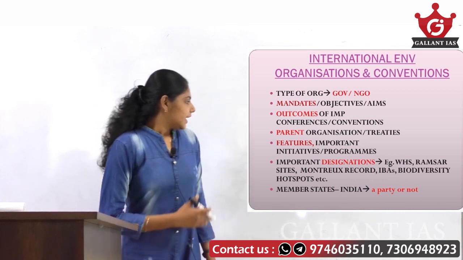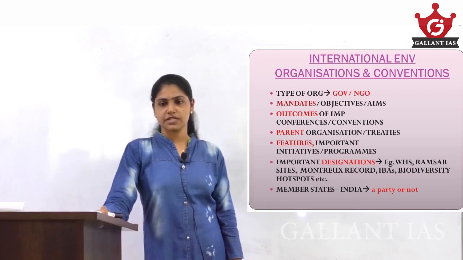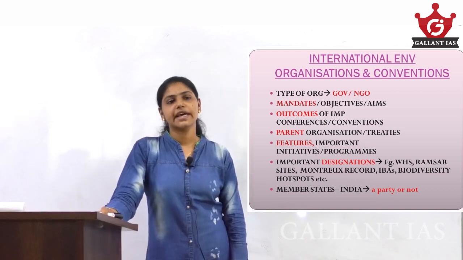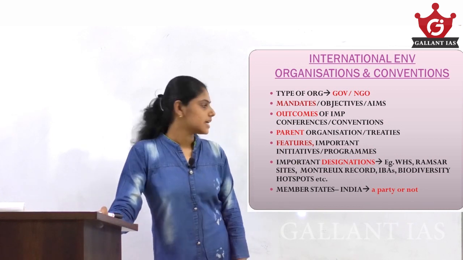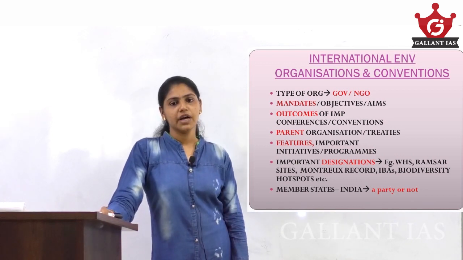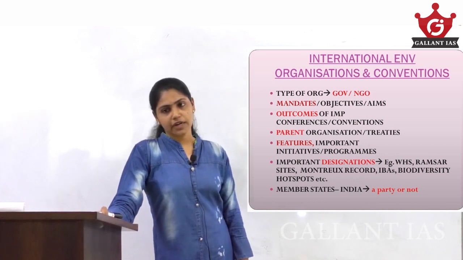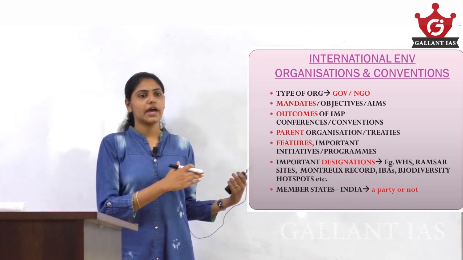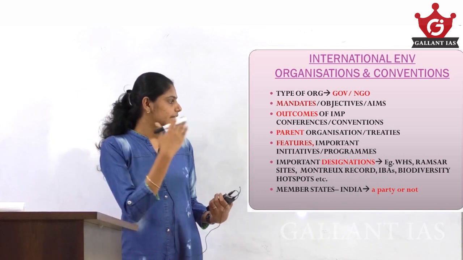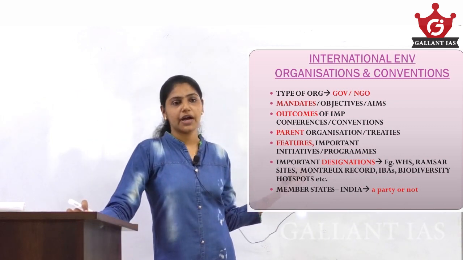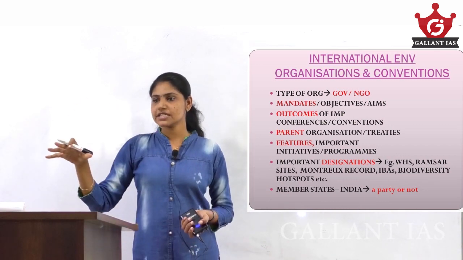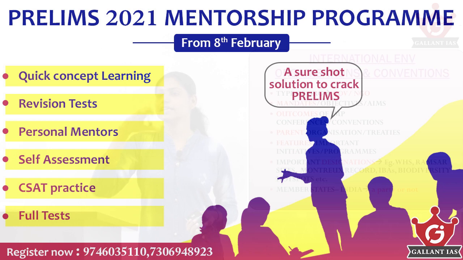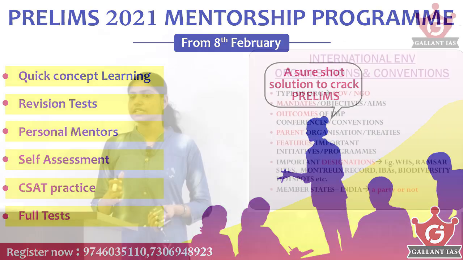Next, important designations. From the World Heritage Convention of 1972, we have the World Heritage Sites. Then Ramsar Sites from the Ramsar Convention. In association with Ramsar Sites, we have the Montreux Record as well. Then Important Bird and Biodiversity Areas, biodiversity hotspots. These are designations awarded by these international organizations, so you should be aware of them as well.